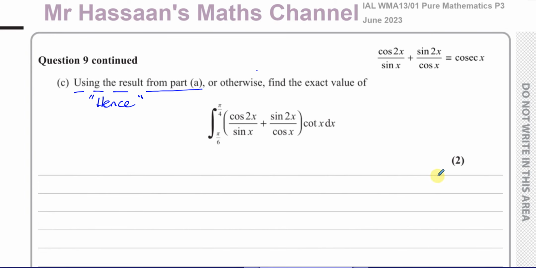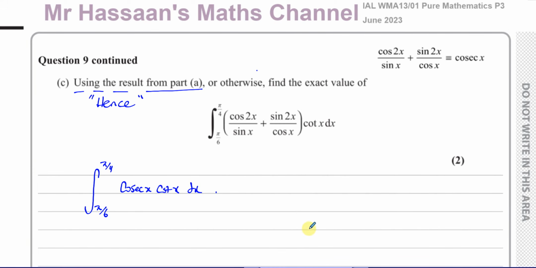So we can say, remember, it's only worth 2 marks. It's not a really huge question, so it doesn't involve many steps. And once we've actually replaced this by cosec x, we should be able to see the answer. So you have cosec x times cot x dx. Now we should recognize this as one of our standard integrals.